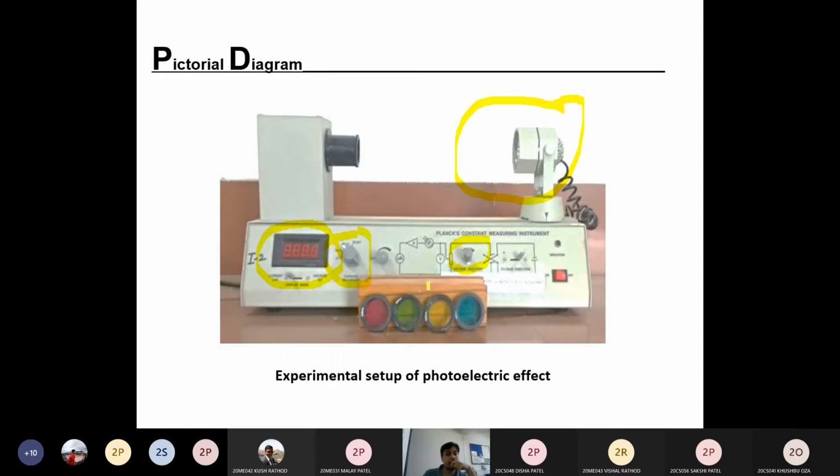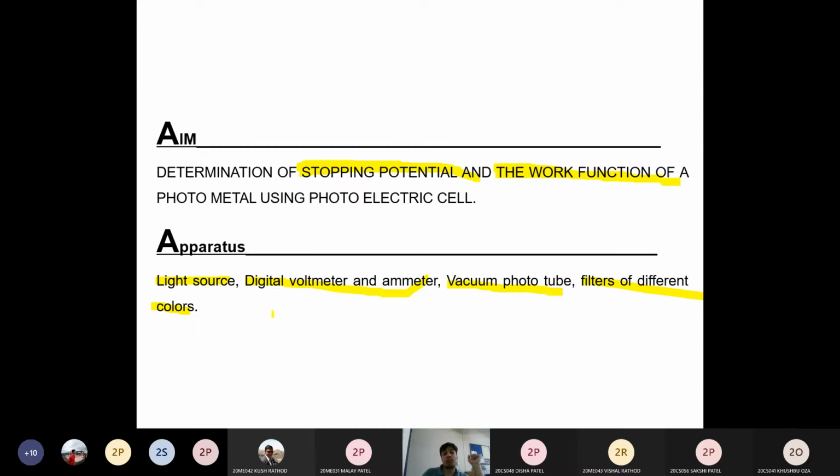And here we have filters. Okay, we can see red, green, yellow, blue. Okay, we have different filters. So these filters we need to put here. Okay, यहाँ पर हमें वो अलग अलग फिल्टर सब रखने हैं, तो उसके हिसाब से हर एक फिल्टर मतलब कि हर एक फ्रीक्वेंसी के लिए, for different frequency we will get different stopping potential. Okay, stopping potential हर एक का हमें अलग अलग मिलेगा, and based on that we can calculate the work function. We do have one equation for the work function.